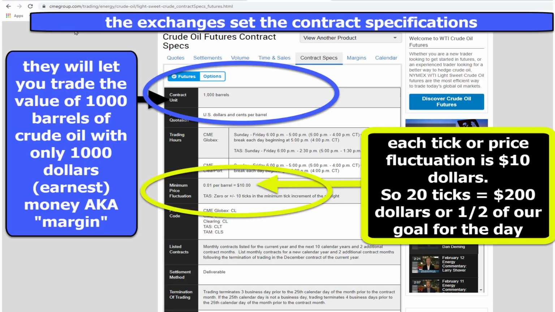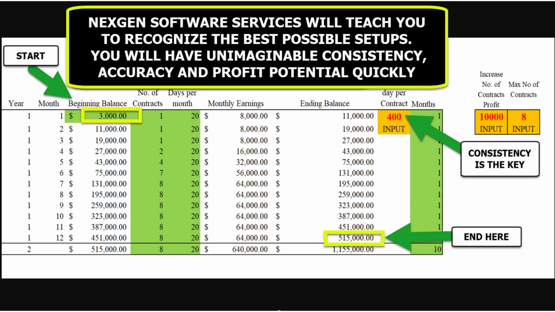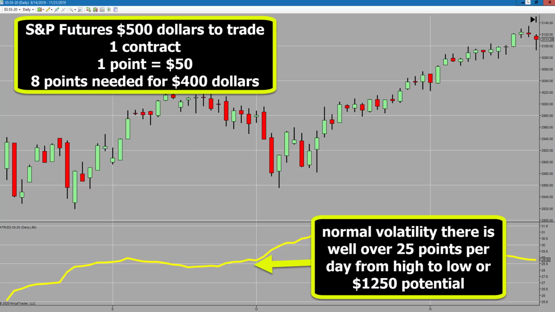Now, leverage is one of the things that cuts both ways. So again, we want to make sure that we're on the right side of things and that we have the best possible trade setups. So if we can get 40 ticks out of the day on one contract, we're going to reach our objectives. Now, just to give you some perspective on the S&P and crude oil.